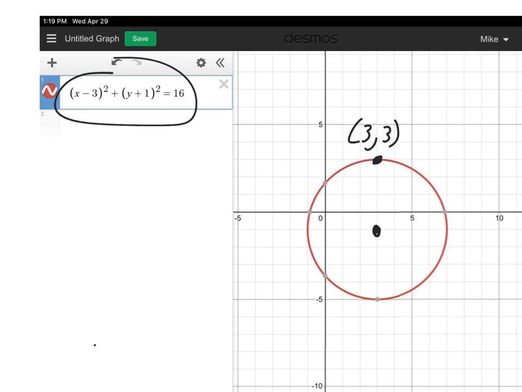So you can just type it in just like that in Desmos. You can check your answers. It gives you a nice looking graph. Pretty simple. So hopefully that helps. And that is the equation of a circle.